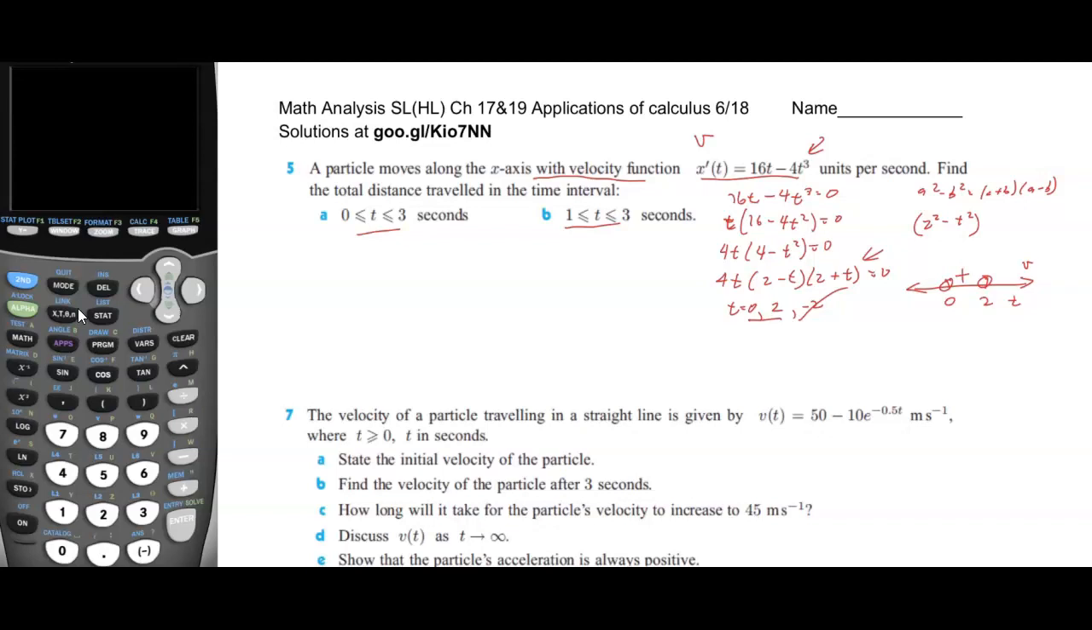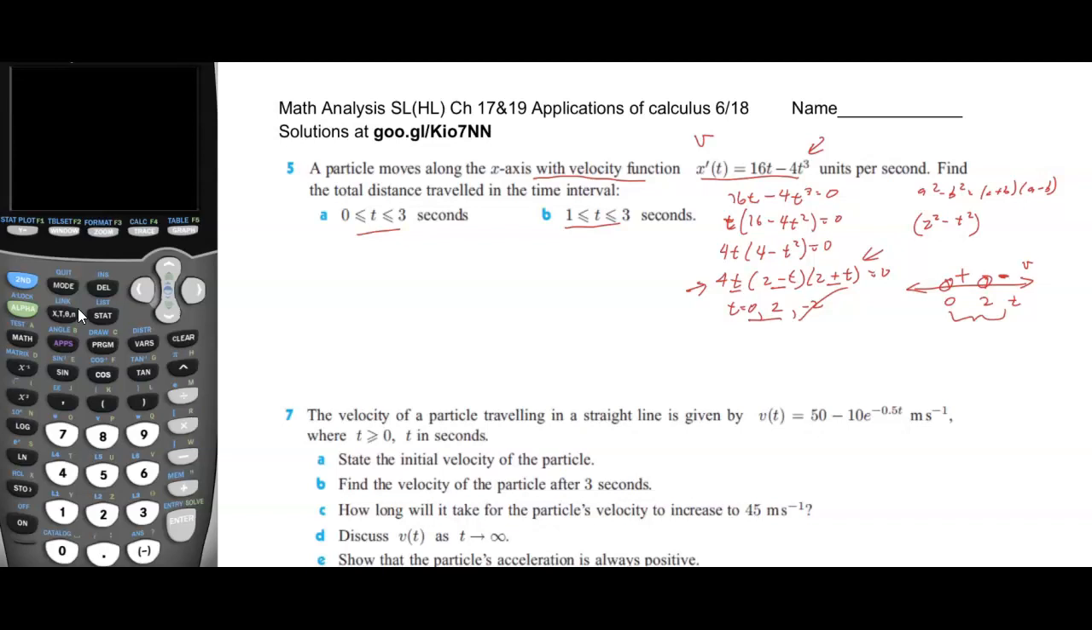Past 2, let's see, if I put a really big number into here: really big number, positive; really big number cubed, negative; really big number, positive. So it would be negative. So anytime past t equals 2, the thing is going backwards. So you can see why 0 to 3 would be a little bit difficult, because you're spanning the positive part and the negative velocity part, which means it's reversing direction in the middle, so we need to separate it out into different pieces.